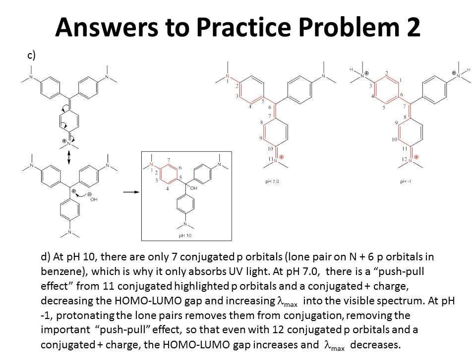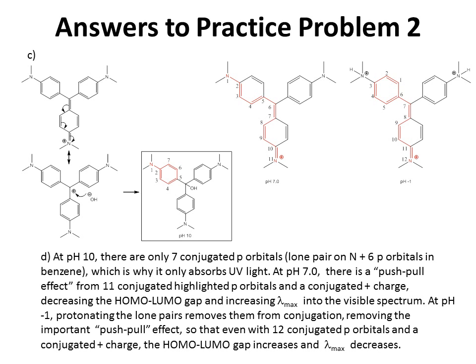At pH -1, we're going to protonate those tertiary amines, removing those lone pairs from conjugation, which means you've eliminated the push-pull effect, which, remember, that's an extremely important effect for increasing your lambda max and making your molecule absorb in the visible region. So that even if you count the 12 conjugated p orbitals and a conjugated plus charge, your HOMO-LUMO gap is going to be larger than the structure at pH 7, and the lambda max will decrease.